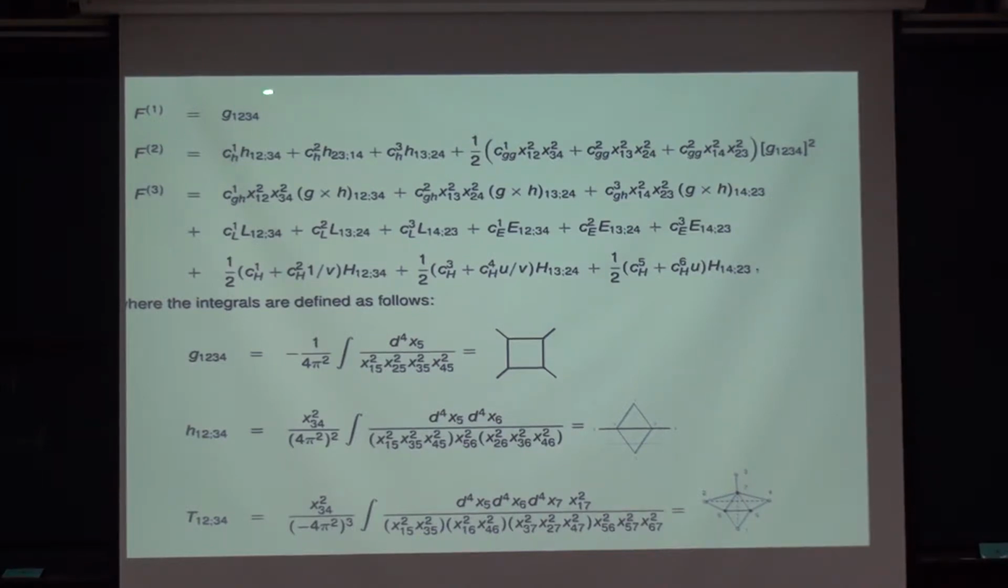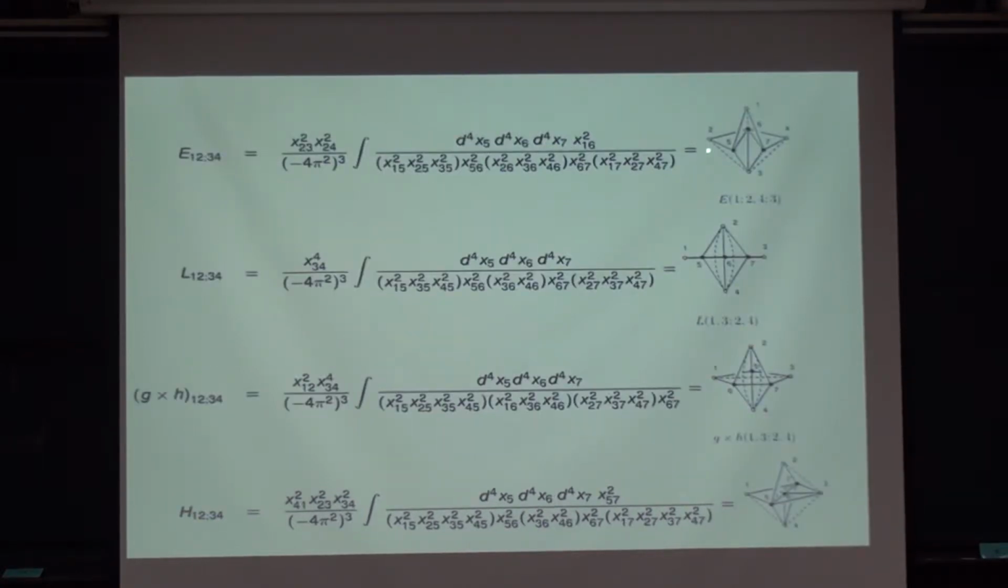At 1 loop you only have the box function. At 2 loops you have the 2-loop ladder, and the box function squared, g squared. And then at 3 loops you have g times h, and then you have a 3-loop ladder. You have the tennis court diagram, which doesn't appear here because the tennis court is analytically equal to the 3-loop ladder. And then we get 2 new integrals: the so-called easy integral, which, if you're interested, is that one, and the hard integral, which is that one.